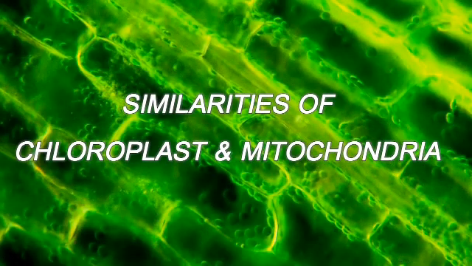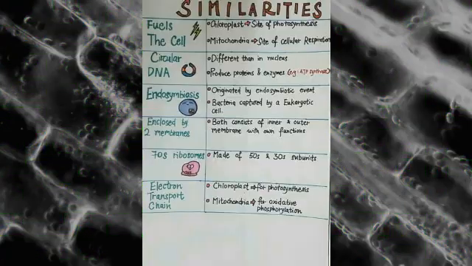So now we are going to talk about the similarities of chloroplast and mitochondria. The chloroplast is a site of photosynthesis where sunlight energy, carbon dioxide, and water are converted to simple sugars. That is the food for the plants. The mitochondria, on the other hand, is a site for cellular respiration where glucose is broken down into usable cellular energy. The second similarity which both mitochondria and chloroplasts have is the presence of circular DNA.